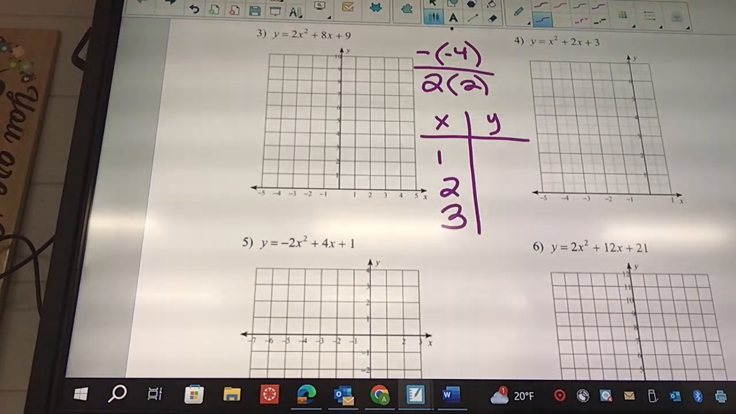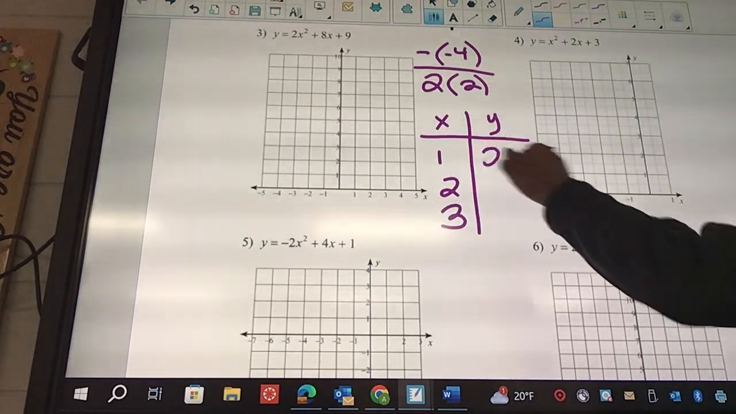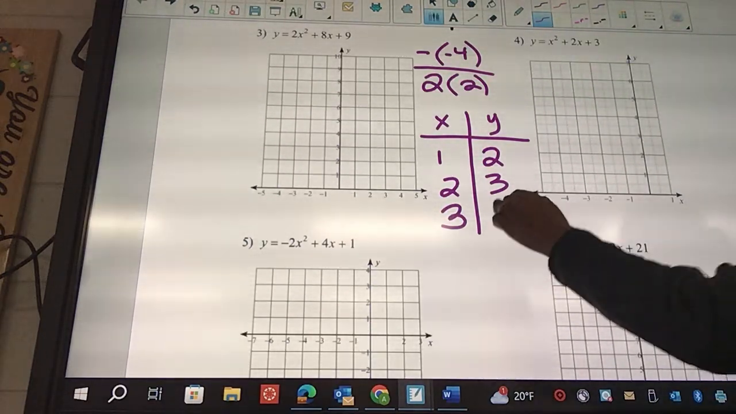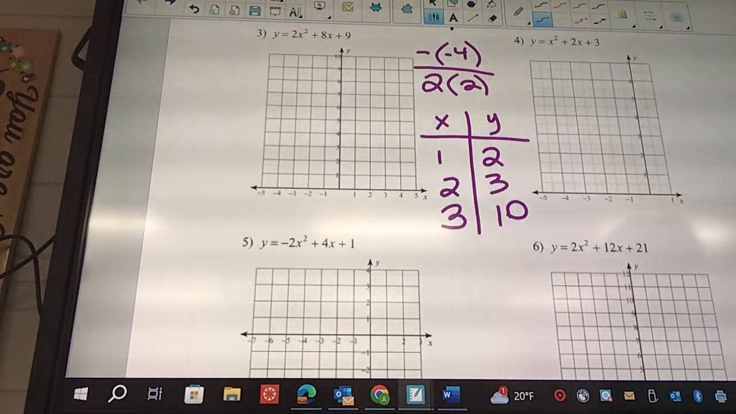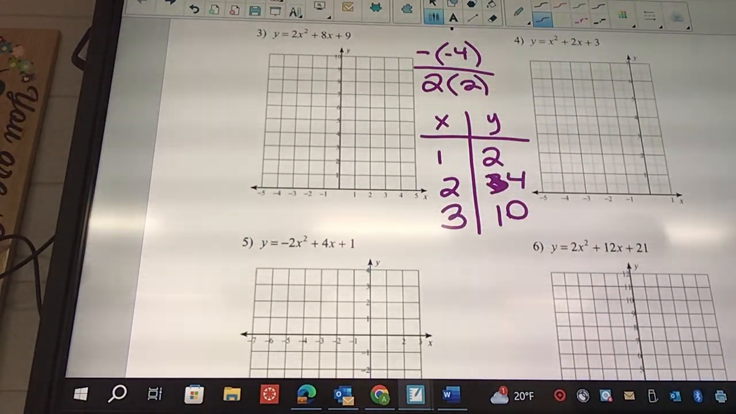What did you guys get for the Y? 2 and 3. What's the other? And 10? Somebody agree with that? No, 4. It's 2, 4, 10. Okay, and so that one is ready to be graphed, and I can actually graph this one in here.